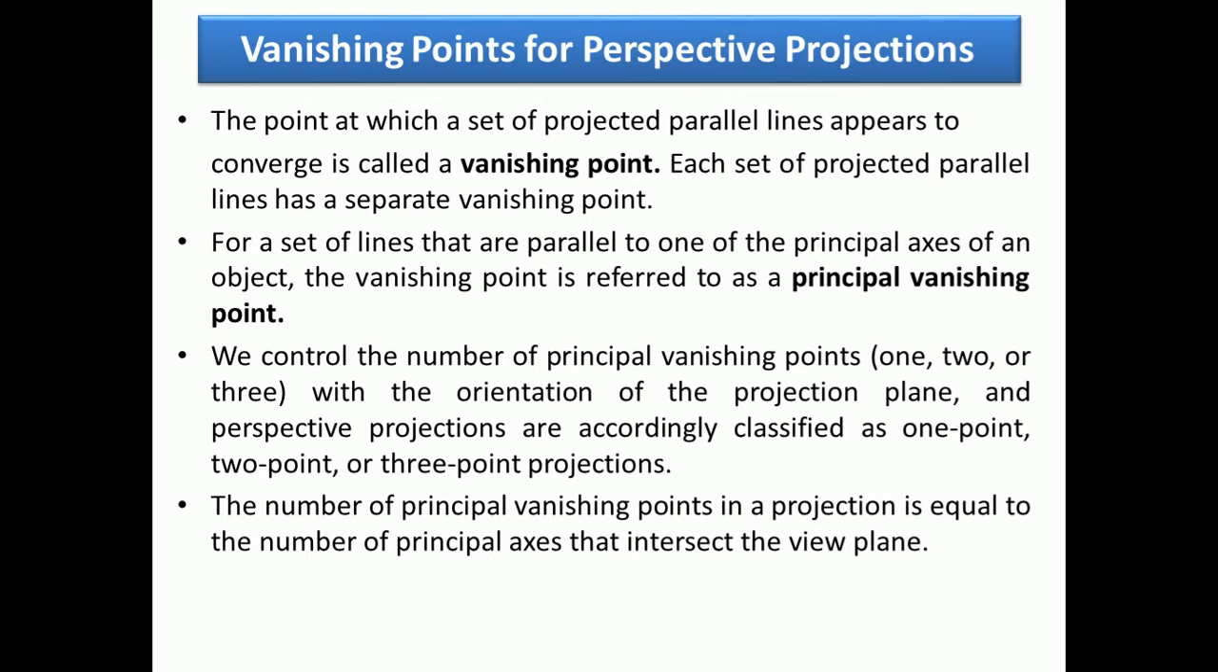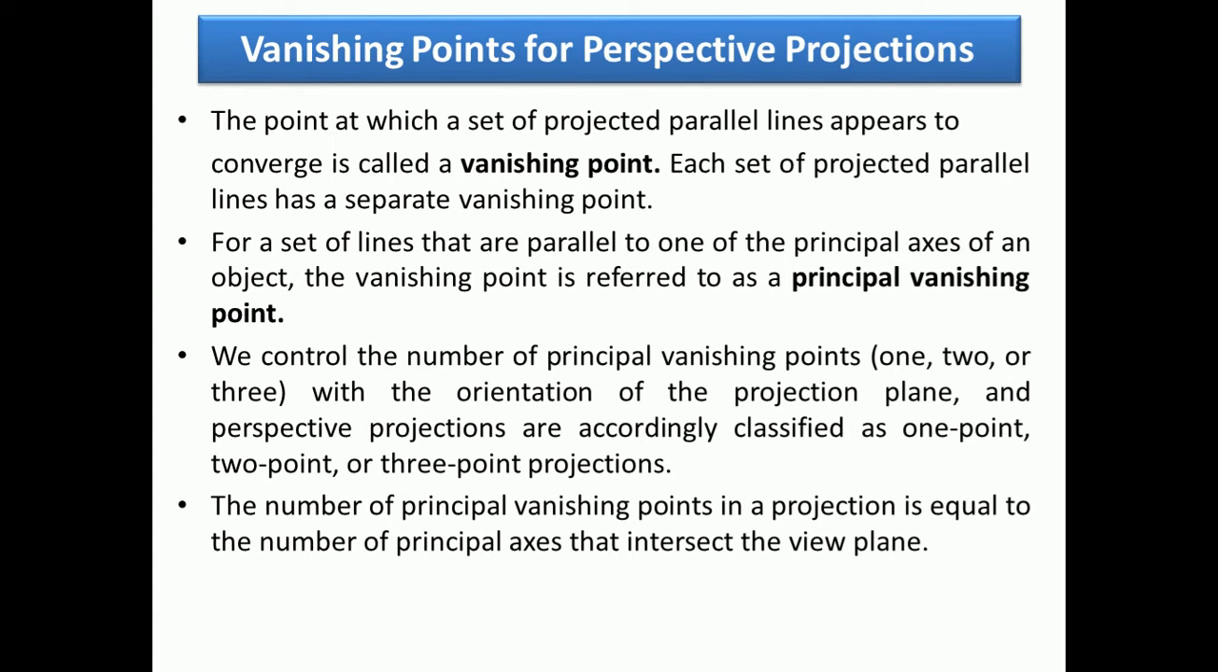Then for a set of lines that are parallel to one of the principal axes of an object, that vanishing point is referred to as the principal vanishing point. So vanishing point and principal vanishing point you can observe in the next slide, which are shown in a particular figure. Here we can control the number of principal vanishing points as 1, 2 or 3 with the orientation of the projection plane, and the perspective projections are accordingly classified as 1 point, 2 point or 3 point projections. This is with respect to the number of principal vanishing points.